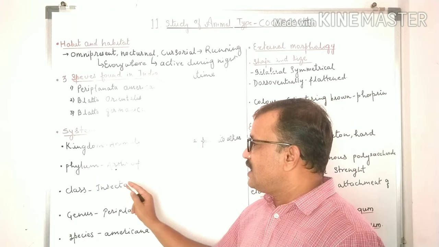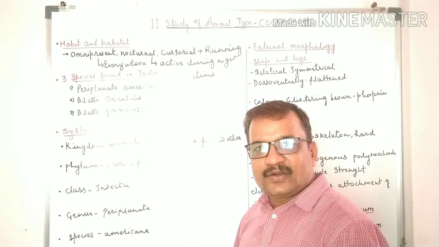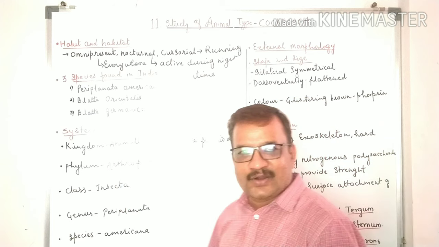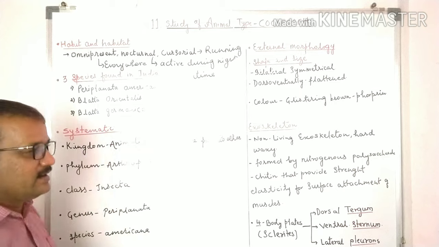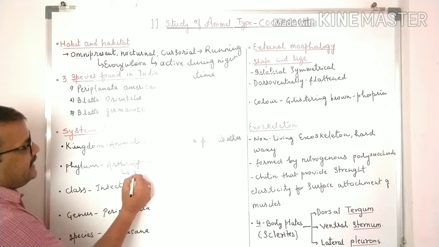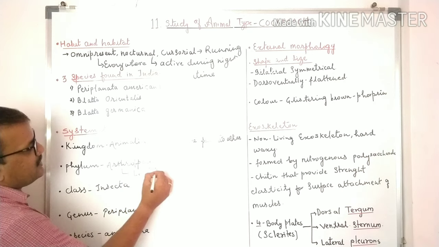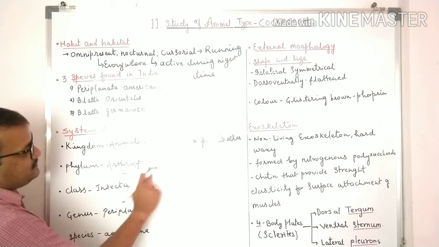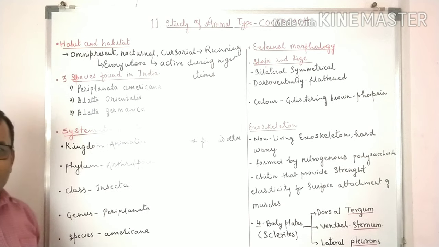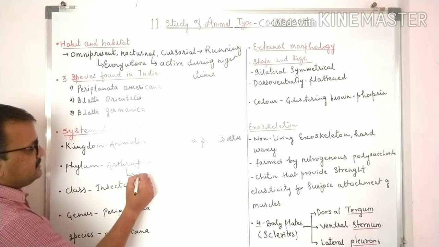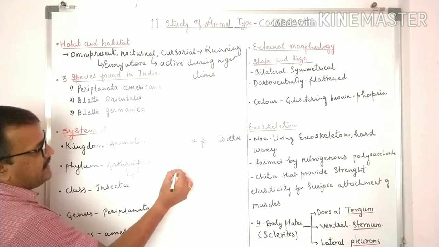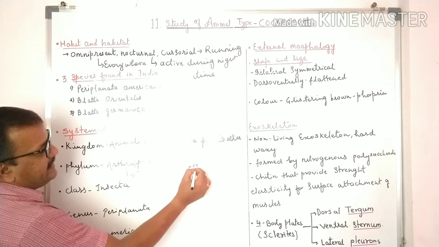Next is phylum Arthropoda. In which phylum does cockroach belong? They belong to phylum Arthropoda. What do you mean by Arthropoda? If we bifurcate this word, arthros means jointed, and podus means legs. That means jointed legs are present.